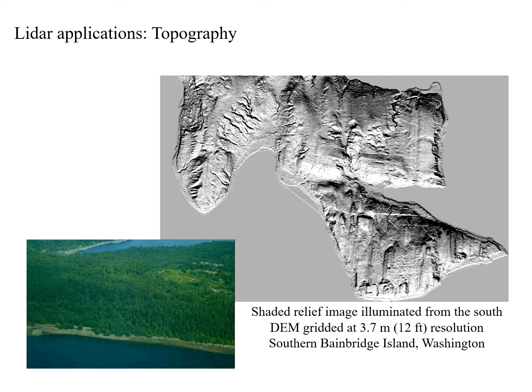Here's another one. What I'm showing you there is southern Bainbridge Island in Puget Sound in Washington. And you can see, like most places around the Puget Sound, this is a very heavily forested area. You can't see the ground surface from the air. And this data was collected as part of a project to look at microfaults. I talked about these very briefly.